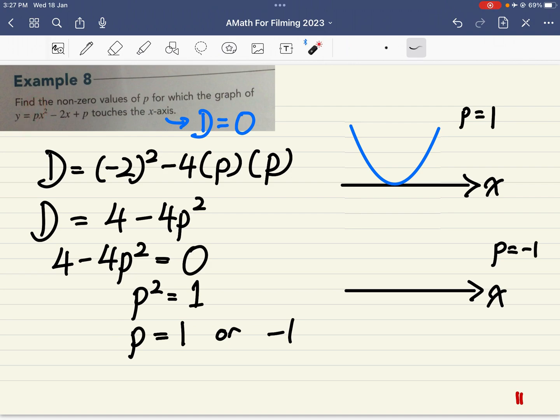Similarly, if my p value is negative 1, this coefficient of x squared will be negative. It will imply a frowny graph. So for a frowny graph, in this case, with my discriminant being 0 and touching the x-axis, the graph will actually look like this.